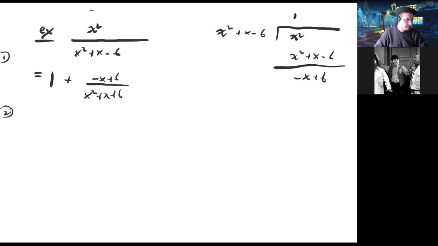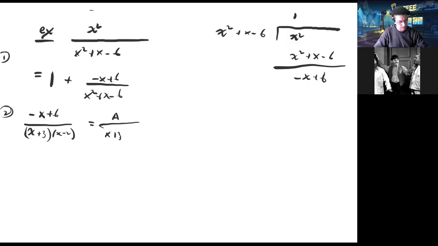Step 2 is to then figure out the partial fraction expansion of negative x plus 6 over the denominator. Now, the denominator does factor. There's a minus sign that I should have put here. It's a minus 6. It's x minus 3, or is it x plus 3? x plus 3 times x minus 2. Okay, so now we would like to figure out the partial fraction expansion of that. So that's going to be a over x plus 3 plus b over x minus 2.